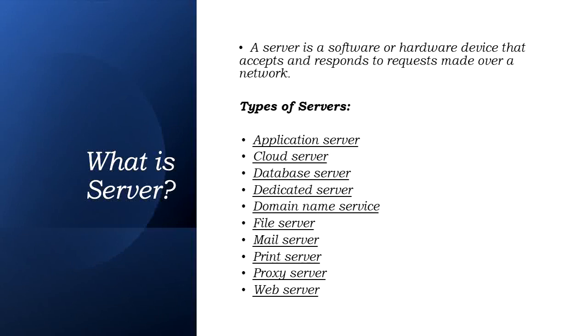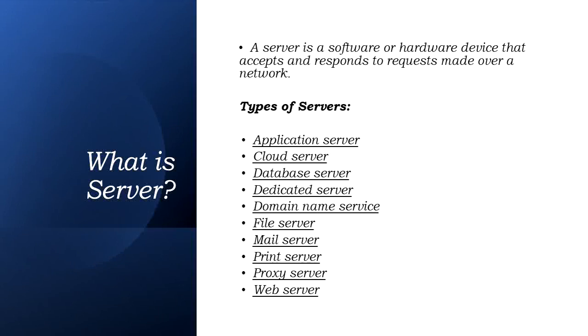Suppose you are requesting something, for example www.google.com. Once you enter the URL, it will be directed to the server. The server will get you all the information, and it will display the google.com web page in response. With servers, we have different types of servers.